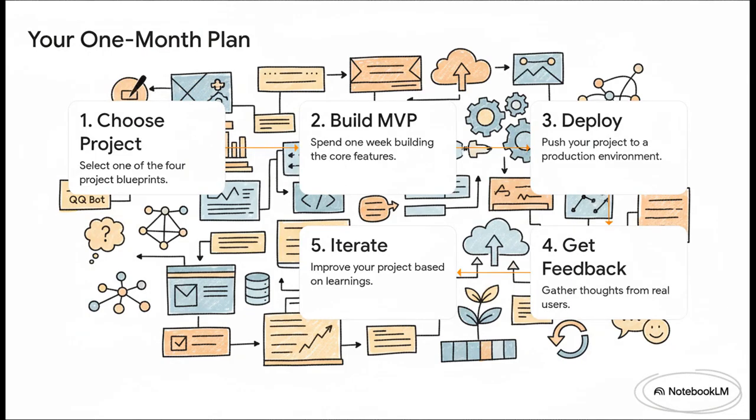Super simple. Step 1, just choose one of the 4 projects we talked about. Step 2, spend the first week, just 1 week, building the MVP. Step 3, deploy it, get it out there. Step 4, get feedback from just 1 or 2 users. And finally, Step 5, iterate, make it better. This is exactly how real-world software gets built.